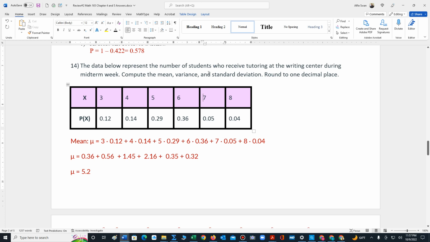For a discrete probability distribution, the mean is found by multiplying each outcome with each probability and then finding the sum of those products. So the mean is 5.2. So since this data represents the number of students who receive tutoring at the writing center, on average about 5.2 would be the answer.